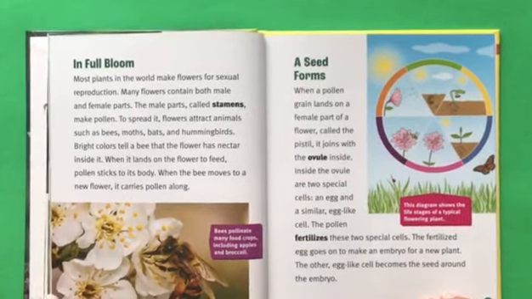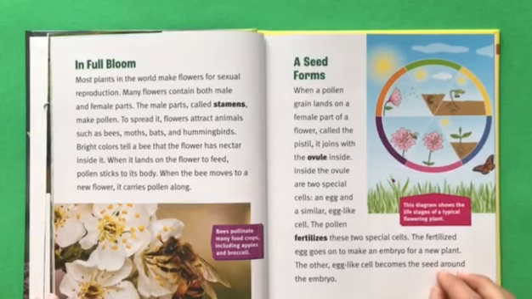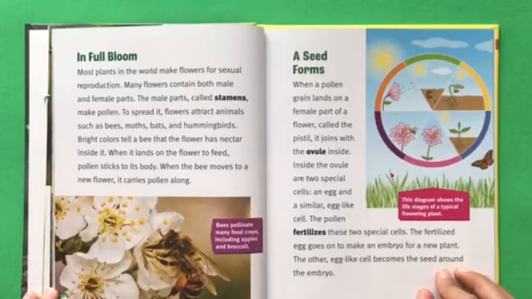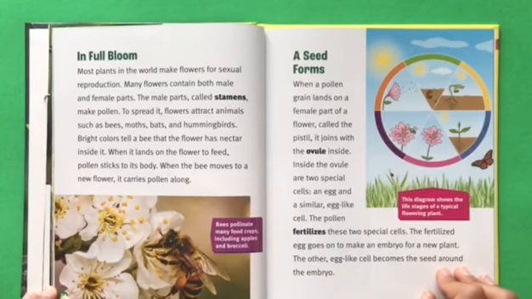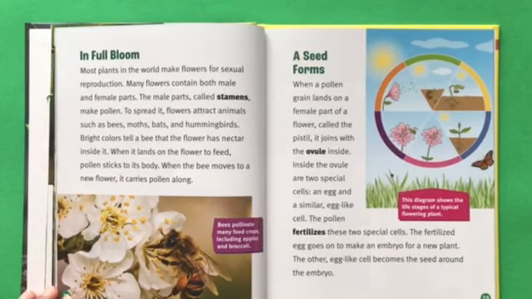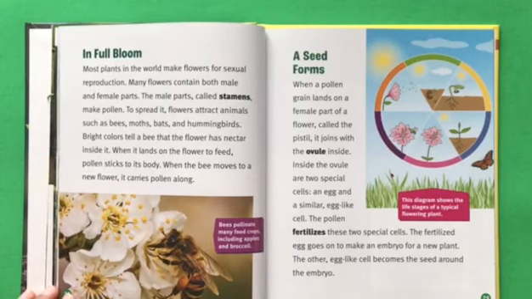In full bloom, most plants in the world make flowers for sexual reproduction. Many flowers contain both male and female parts. The male parts, called stamens, make pollen. To spread it, the flowers attract animals such as bees, moths, bats, and hummingbirds. Bright colors tell a bee that the flower has nectar inside it. When it lands on the flower to feed, pollen sticks to its body. When the bee moves to a new flower, it carries the pollen along.